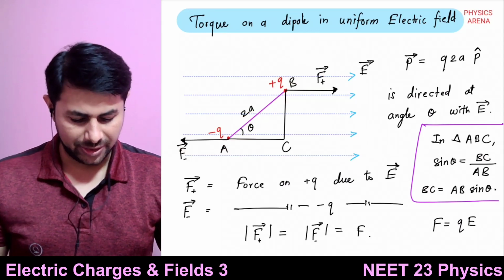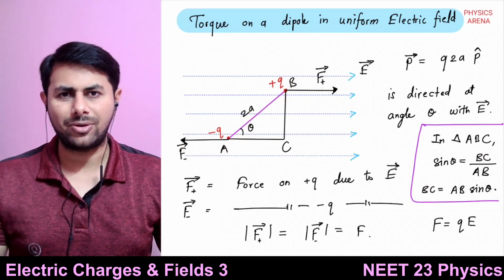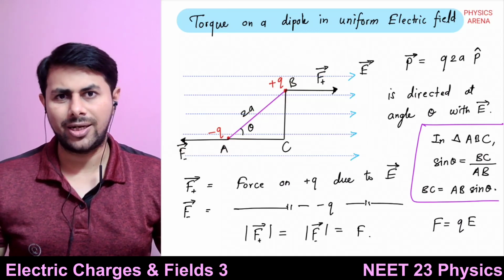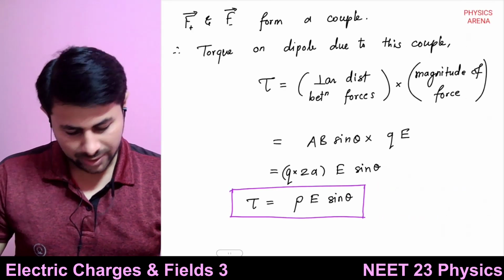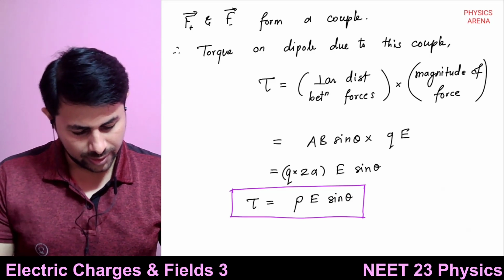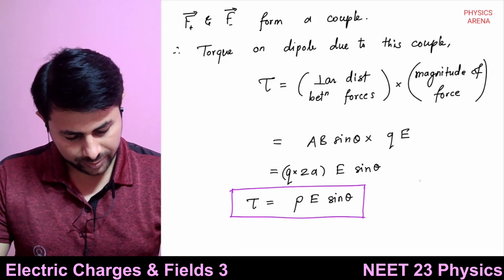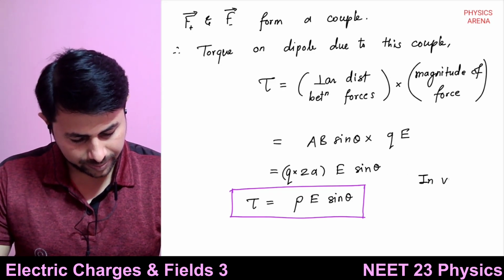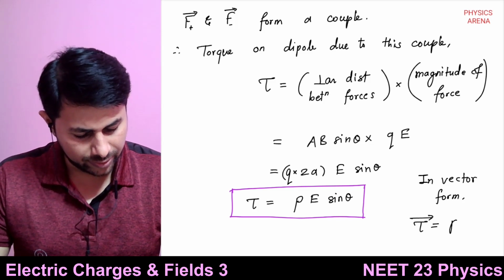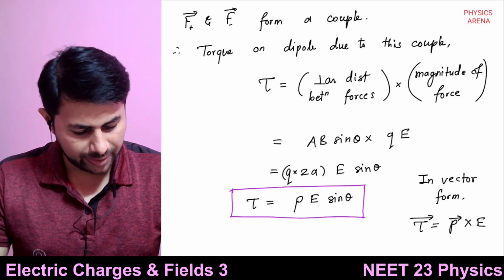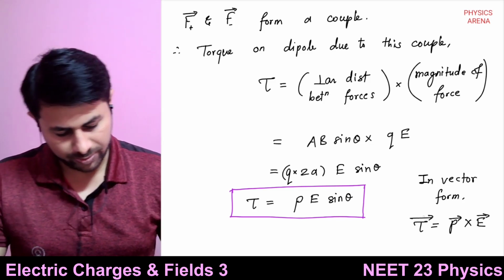Okay, so that means which one of these two is correct? E bar cross P bar or P bar cross E bar? P bar cross E bar is correct. Okay, so in vector form, the torque is equal to P bar cross E bar, not E bar cross P bar.